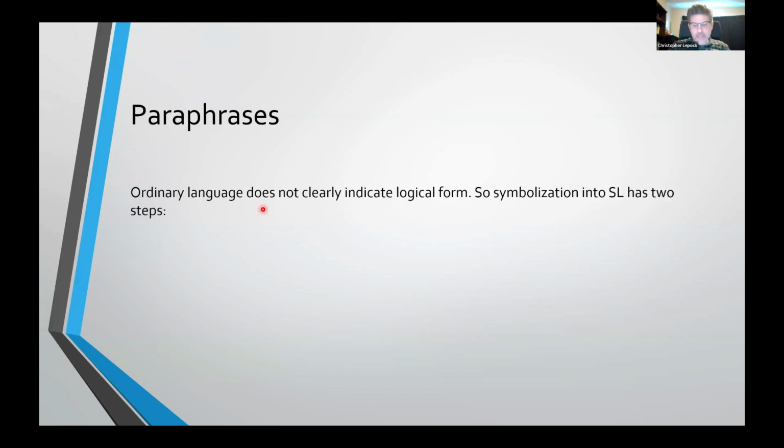Okay. Now, when we're symbolizing into SL, there are two steps that you want to follow. The reason for this is that ordinary language just doesn't capture the logical form of sentences very well. So you try to break the symbolization process down into two parts. One is where you're still working with basically English sentences, but you're making the logical form more clear and more precise so that it's easier to work with. And then in the second step, you're actually taking that and turning it into something that is SL.